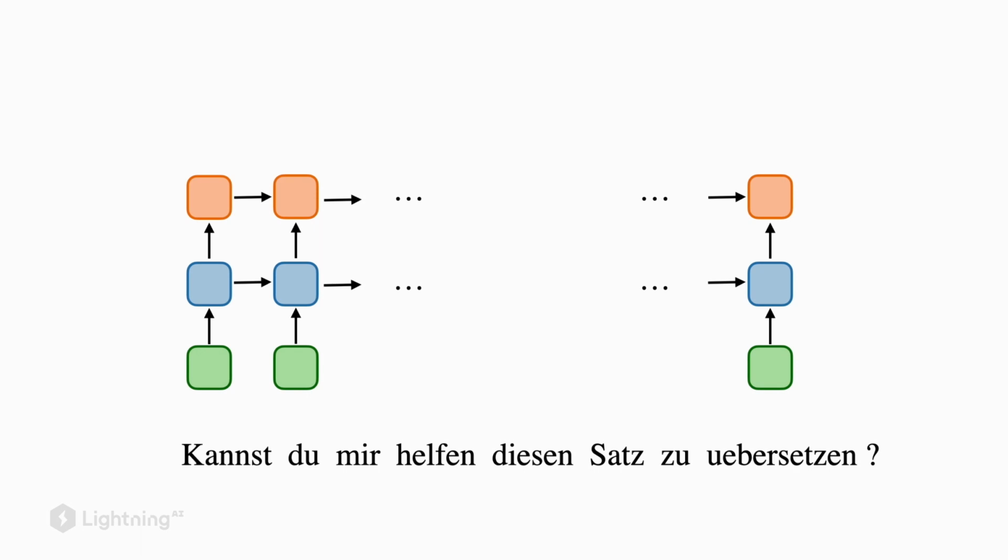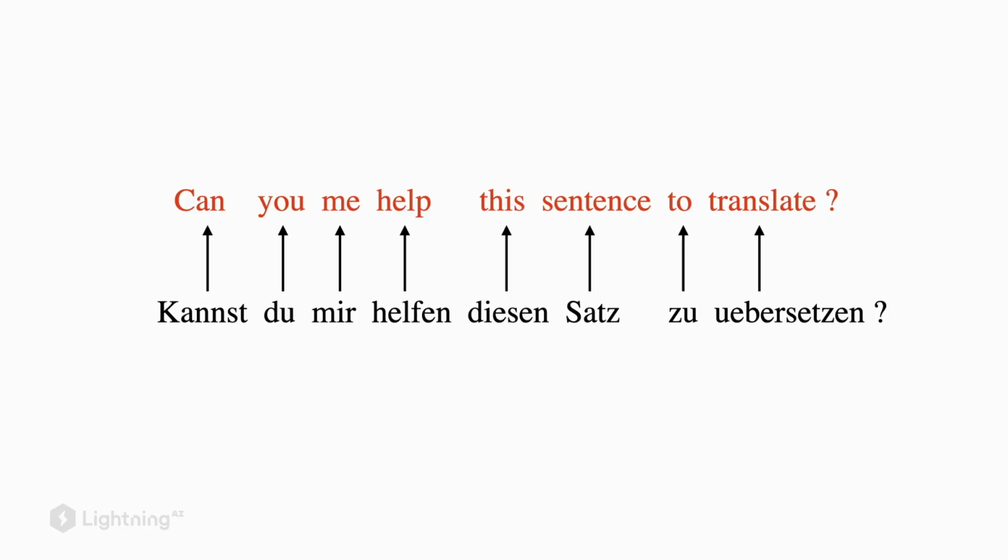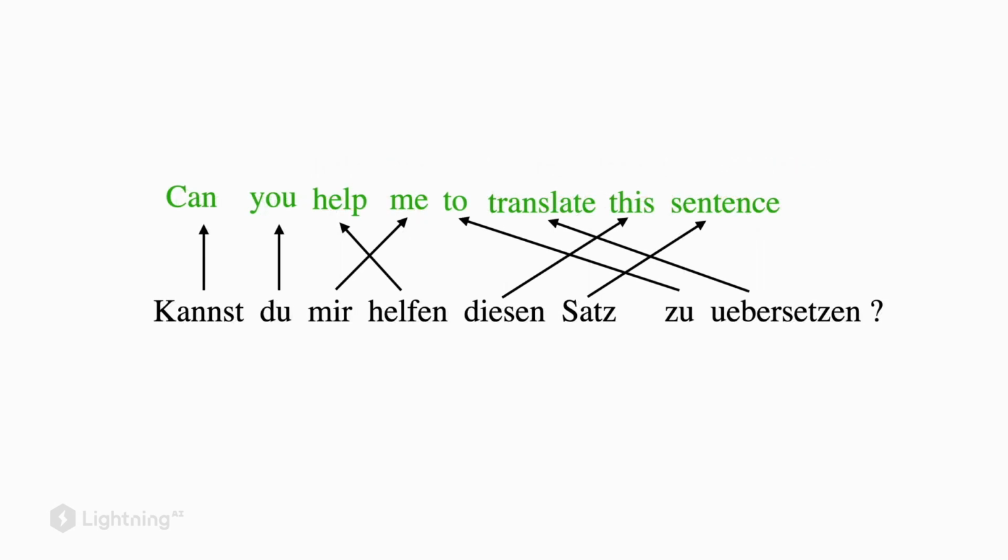So for example, imagine this German sentence here at the bottom. Kannst du mir helfen, diesen Satz zu übersetzen? And now when we translate this to English, what happens is the output sentence will be, can you me help this sentence to translate? Which is of course not correct English. And this happens because we are translating here word by word. However, a better translation would be like this, where the output sentence is, can you help me to translate the sentence? Or in other words, we can't simply translate a sentence word by word.